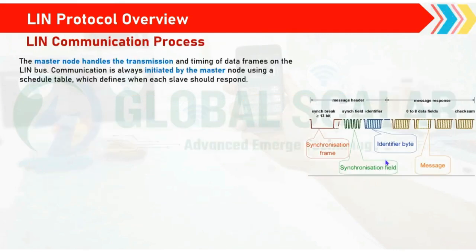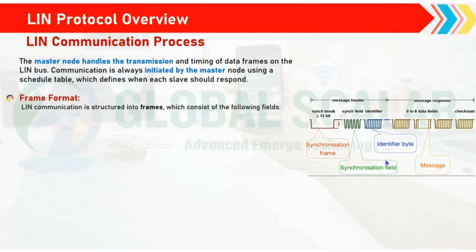And coming to the LIN communication process, the master node handles the transmission and timing of the data frame on the LIN bus. The communication is always initiated by the master node using the schedule table. As we discussed, LIN works on the basis of scheduling, which defines that each slave should respond accordingly to the master request. The frame format of LIN communication is structured into frames which consist of the following fields.